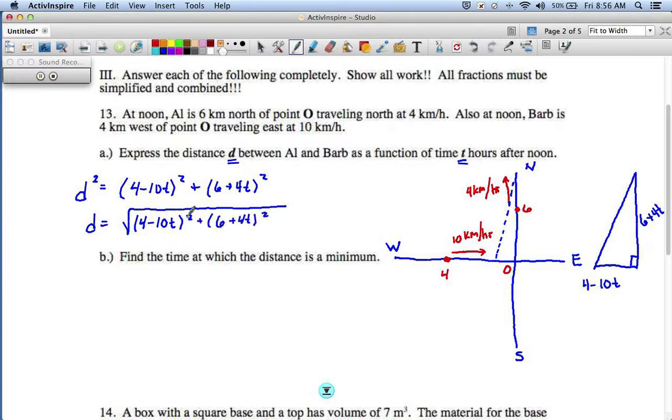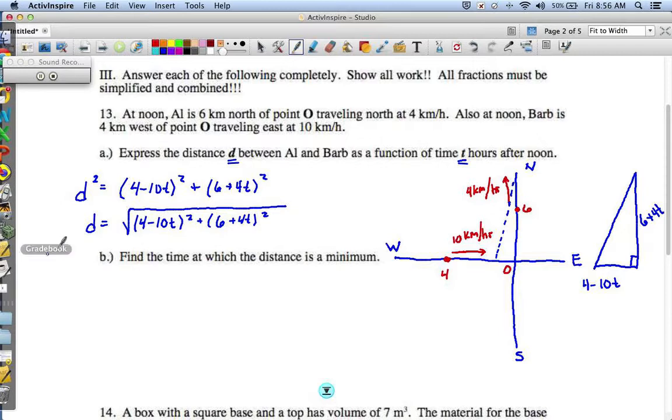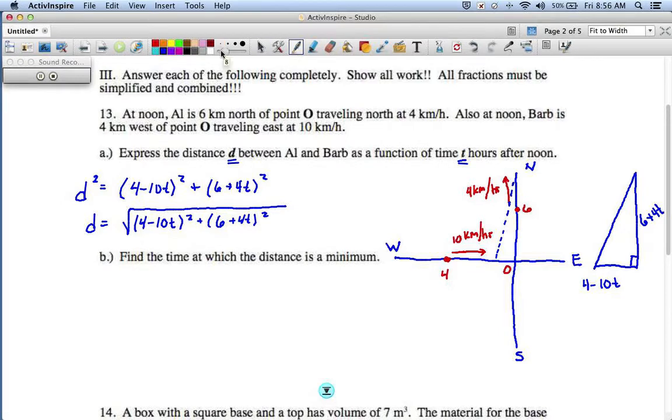And sure, you could distribute and combine like terms, but you know what? When I'm plugging in t twice, that's pretty easy already. That is simplified. Okay, so my time at which the distance is a minimum, I'll need my calculator for that one. Okay, but while we're waiting for the calculator to load, let's look at things like our x and y values, our domain and our range.